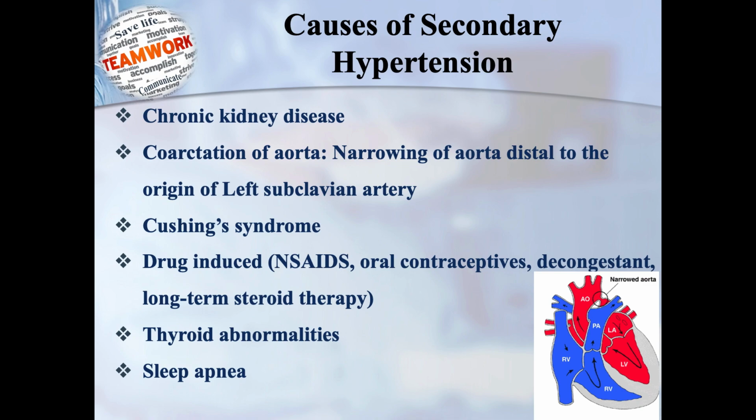Causes of secondary hypertension include chronic kidney disease, for example, diabetic nephropathy, coarctation of the aorta, which is narrowing of the aorta distal to the origin of the left subclavian artery, Cushing's syndrome, which occurs when patients are exposed to a high level of the hormone cortisol for a long time, drug-induced causes such as NSAIDs, oral contraceptives, decongestants, and long-term steroid treatment, sleep apnea, and hyperthyroidism, to name just a few.